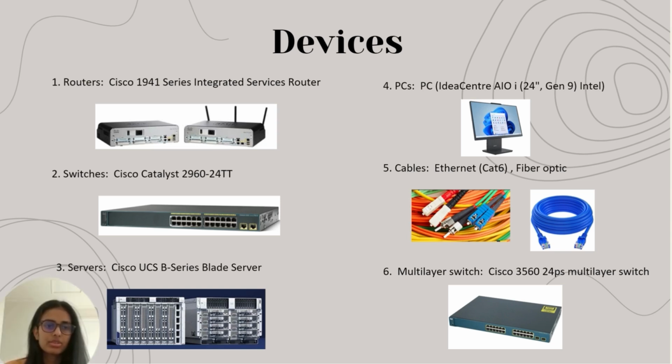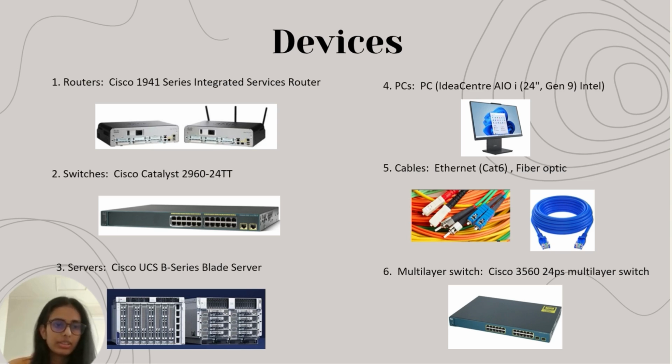Next is the Cisco Catalyst 2960-24TT switch. This switch provides reliable connection and is ideal for small and medium-sized networks. It has 24 Fast Ethernet ports and advanced security features. It ensures security and effective communication between the devices.